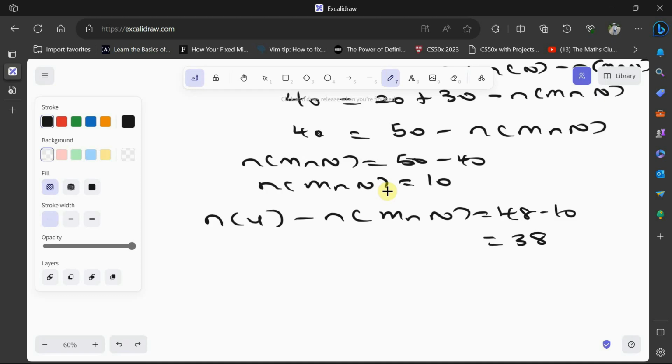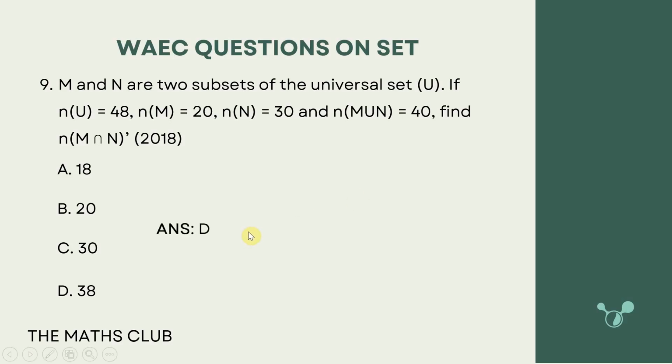Let's see if our answer is correct. So that should be option D. Great. If you got it, well done. Look at the next question.